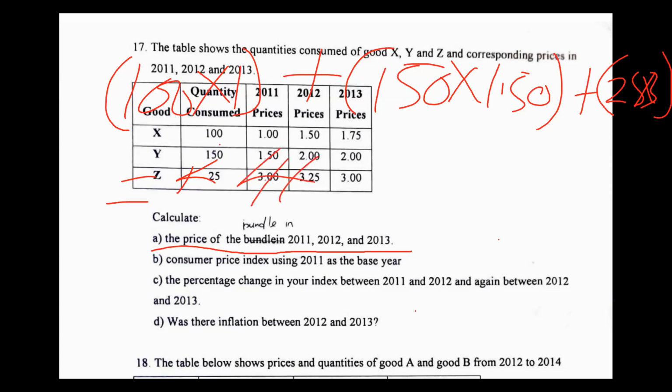It's 400. Okay, so that is for 2011. Then you can still do it for 2012 as well. Let's go for 2012 so that we are fine.